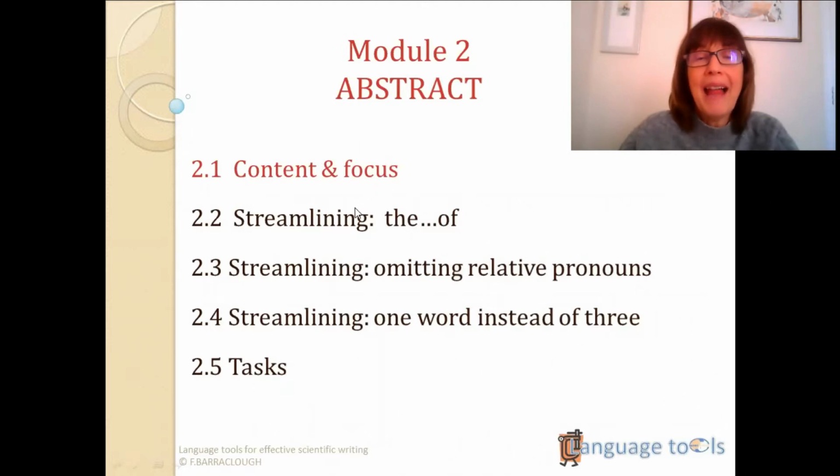section. And then we're going to be looking at different streamlining tricks, devices to eliminate unnecessary words, which is of prime importance in the abstract because the abstract is necessarily short. Finally, we will be doing some tasks, some of which we will do during the video session and others that you will complete in your own time.